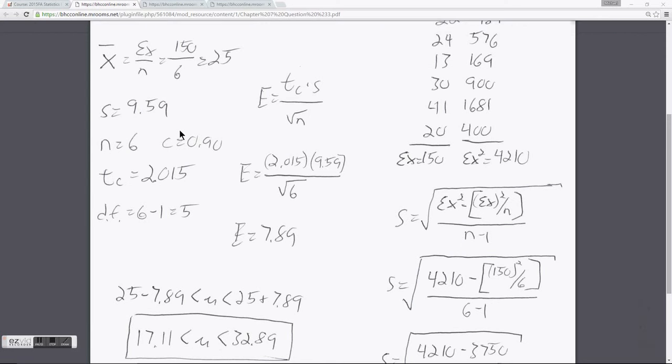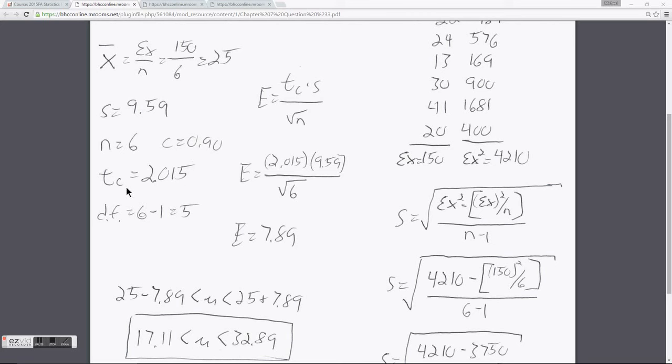Going back to my margin of error, I'm going to utilize that standard deviation along with the sample size, which is 6, because there's 6 data values. And the last thing I need is my critical value. So again, here I'm going to use the student's t-distribution. I'm using that because sigma is unknown, and I'm using the sample standard deviation in my calculation instead.